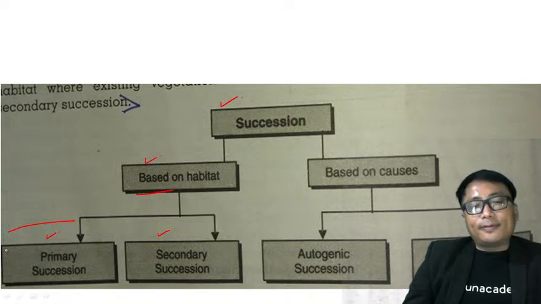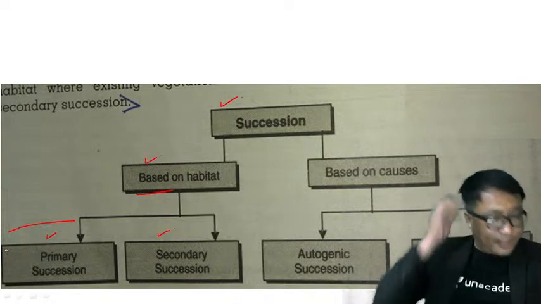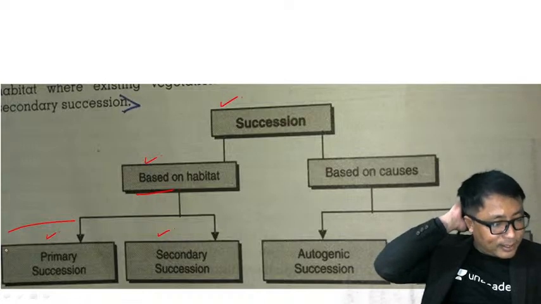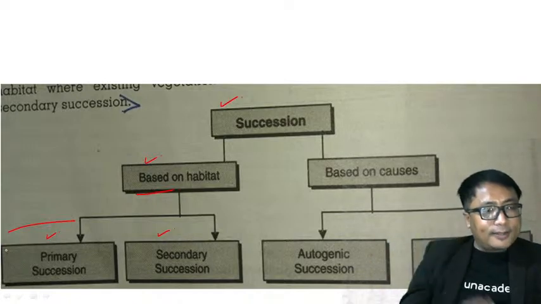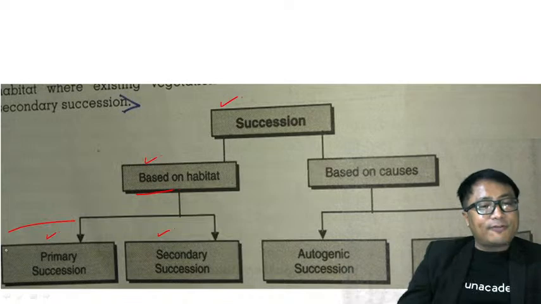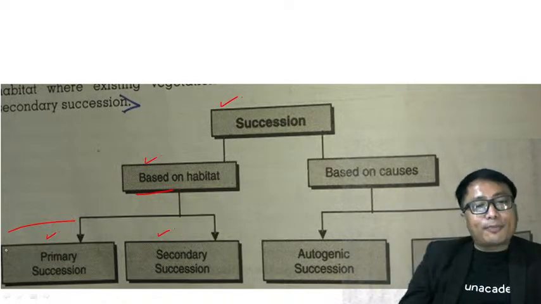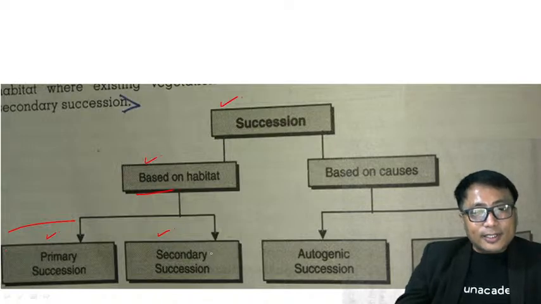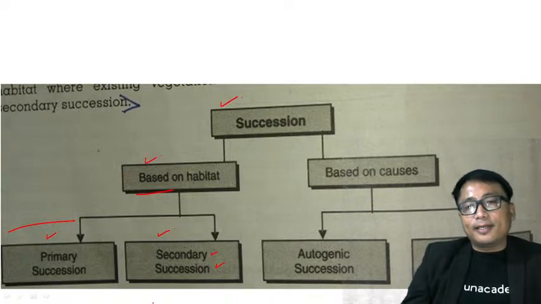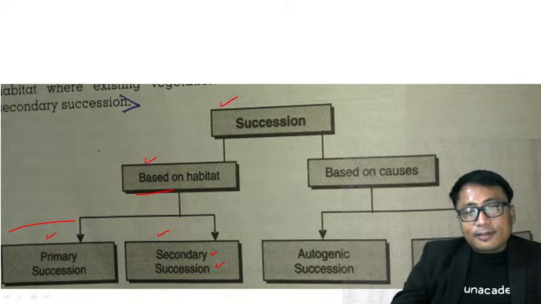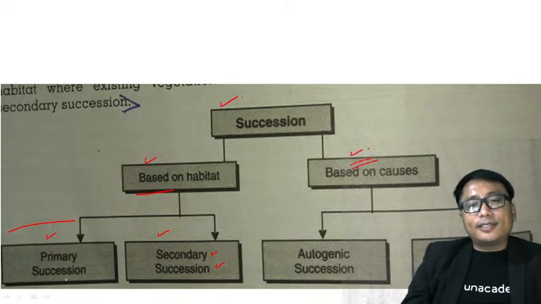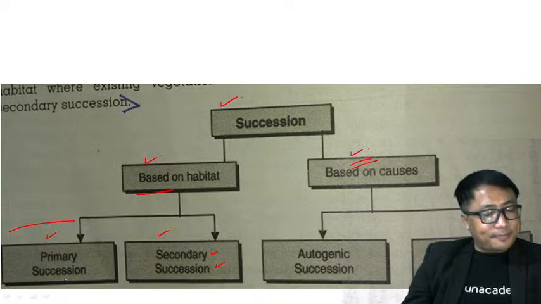On the other hand, if some organism which was there earlier is abruptly removed, and a new species in the form of a pioneering species comes and initiates the process of succession, it is known as secondary succession. Clear? Now, this succession, based on the causes, can be further divided into two: autogenic succession and allogenic succession.